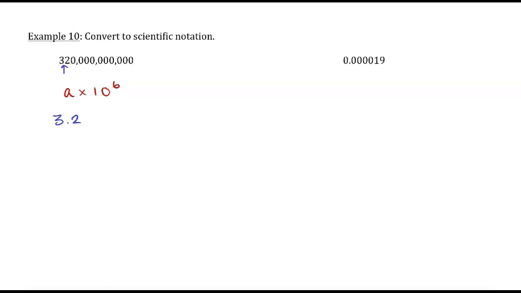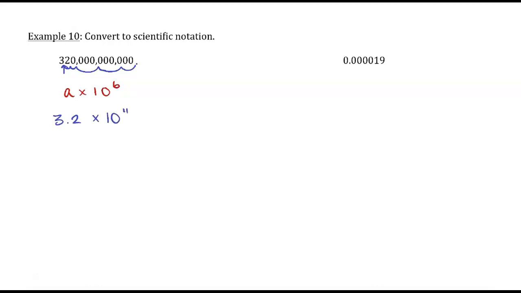Now, how many places do we need to move the decimal point to get from 320 billion to 3.2? 3, 6, 9, 10, 11 decimal places over. So in scientific notation, this is 3.2 times 10 to the 11th.